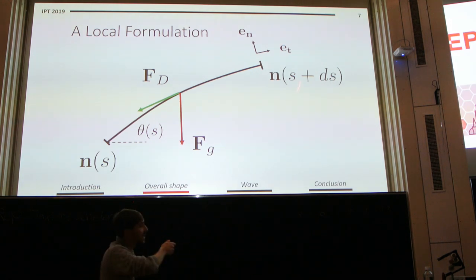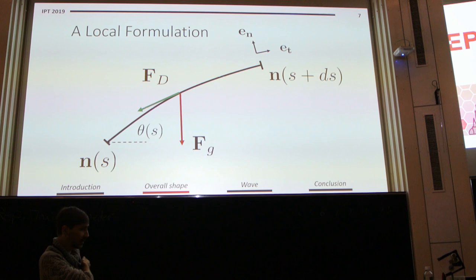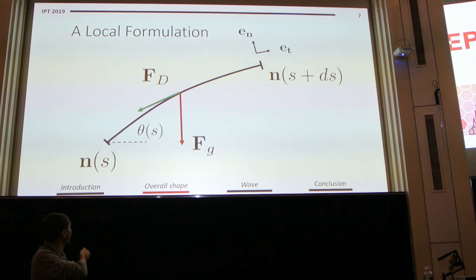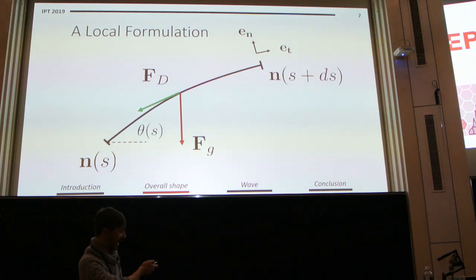So here is a recap of our forces. This is a bit of our string. We have this drag force that goes in the tangent direction opposite to the velocity. We have the gravity and the tension. Theta of s is the angle between the horizontal and the tangent. s is the arc length, going from 0 to L, the length of the string. And basically that's it.